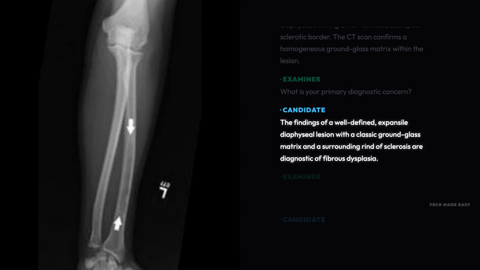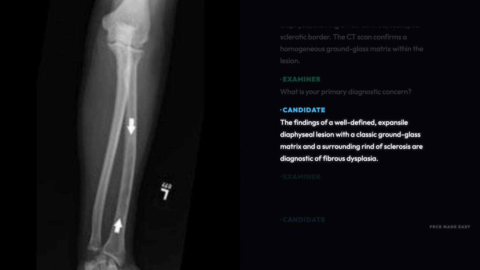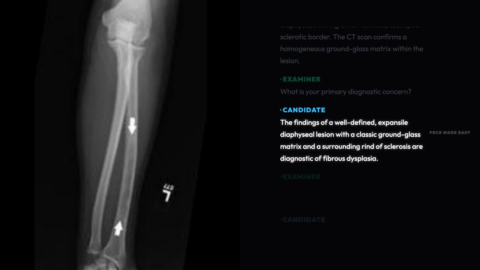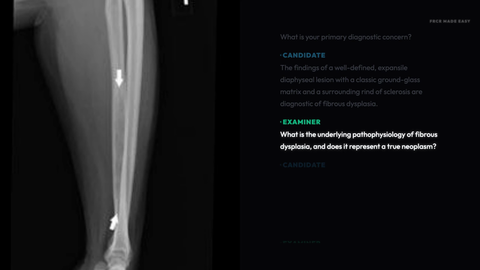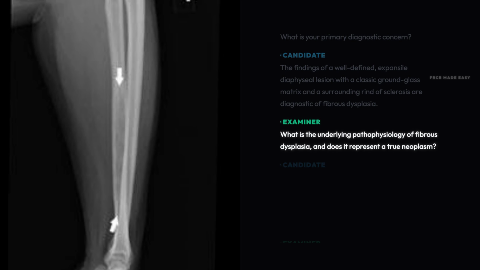The findings of a well-defined, expansile diaphyseal lesion with a classic ground glass matrix and a surrounding rind of sclerosis are diagnostic of fibrous dysplasia. What is the underlying pathophysiology of fibrous dysplasia, and does it represent a true neoplasm?